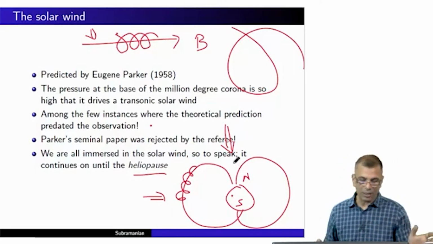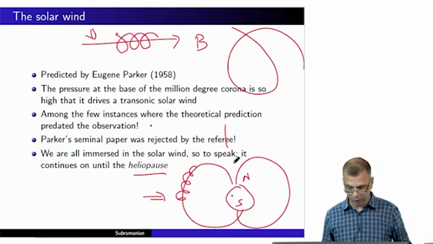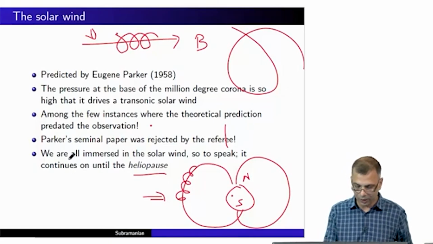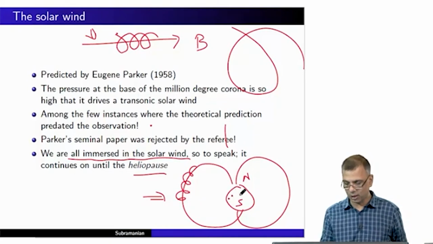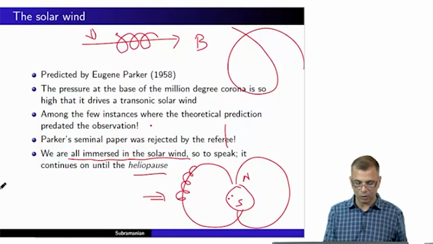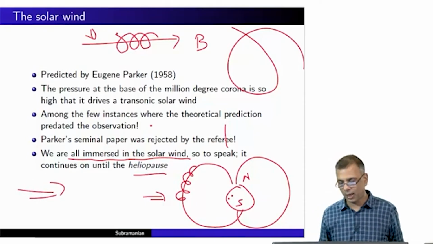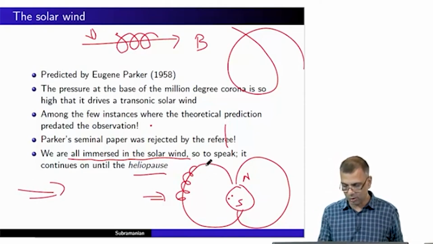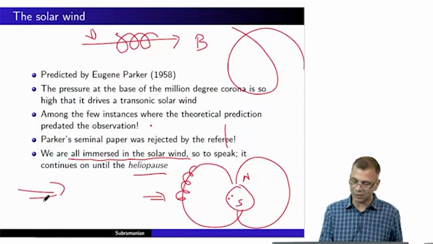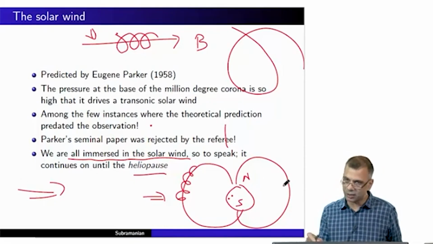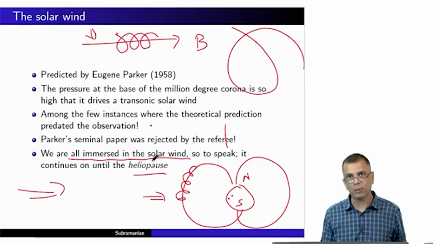I'm saying all this simply to explain this particular statement, that we are all immersed in the solar wind. We, standing here on the earth, are all immersed in the solar wind. The solar wind is blowing past the earth all the way, and the earth presents a bit of an obstacle, but that's okay. The solar wind has so much ram pressure that it really doesn't care. It blows right past the earth and goes on beyond the orbit of Pluto, until it hits the heliopause.